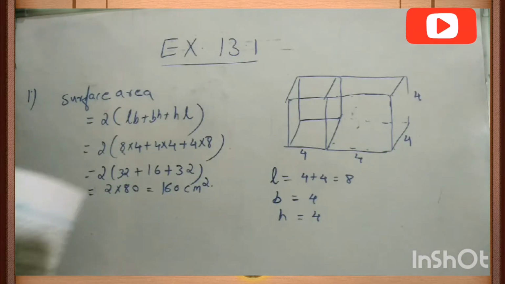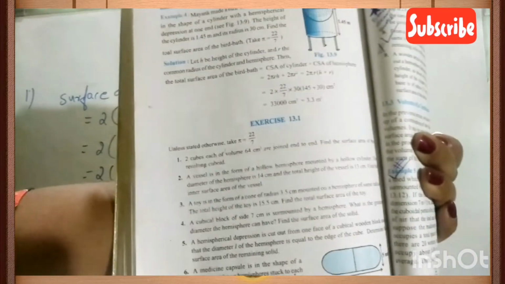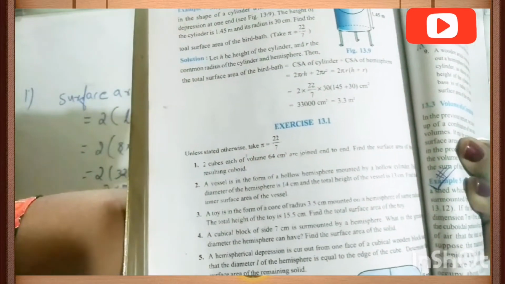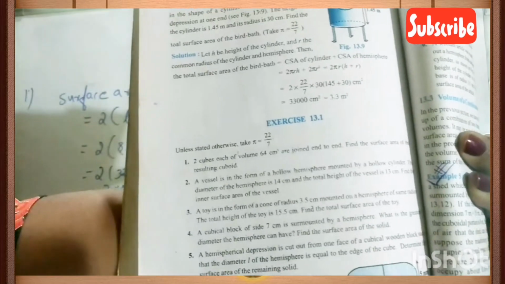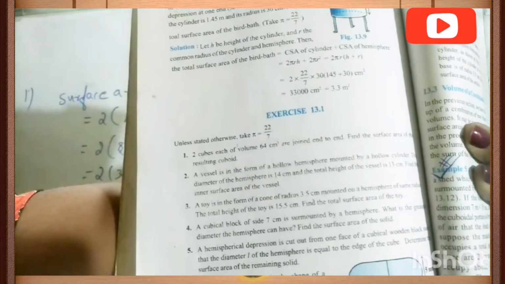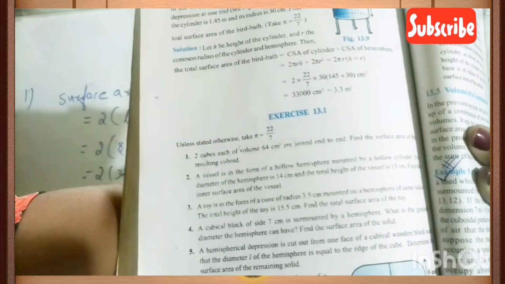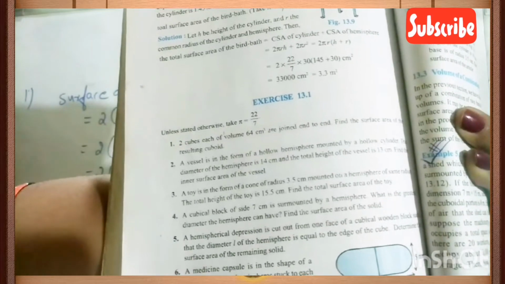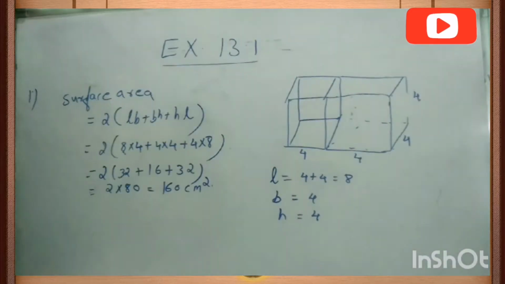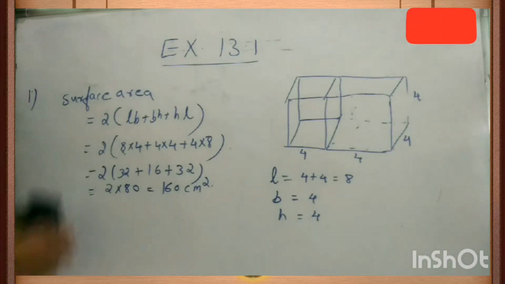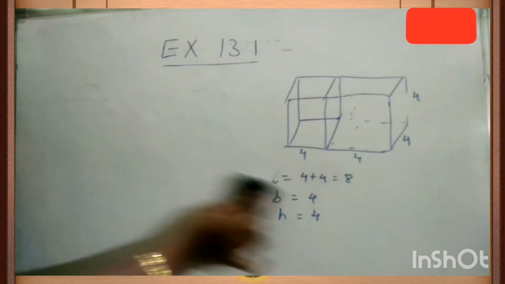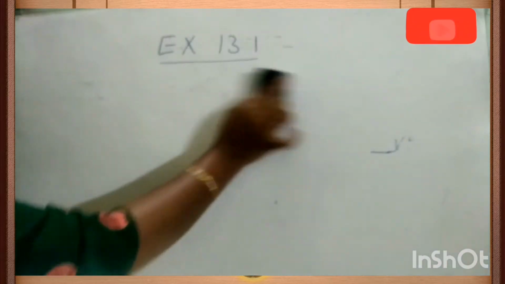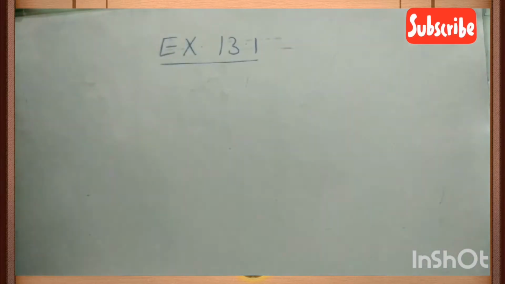Now second question. A vessel is in the form of a hollow hemisphere mounted by a hollow cylinder. The diameter of the hemisphere is 14 centimeter and the total height of the vessel is 13 centimeter. Find the inner surface area of the vessel. So in this figure, we have a hollow hemisphere and a hollow cylinder. We need to draw the figure corresponding to our question.